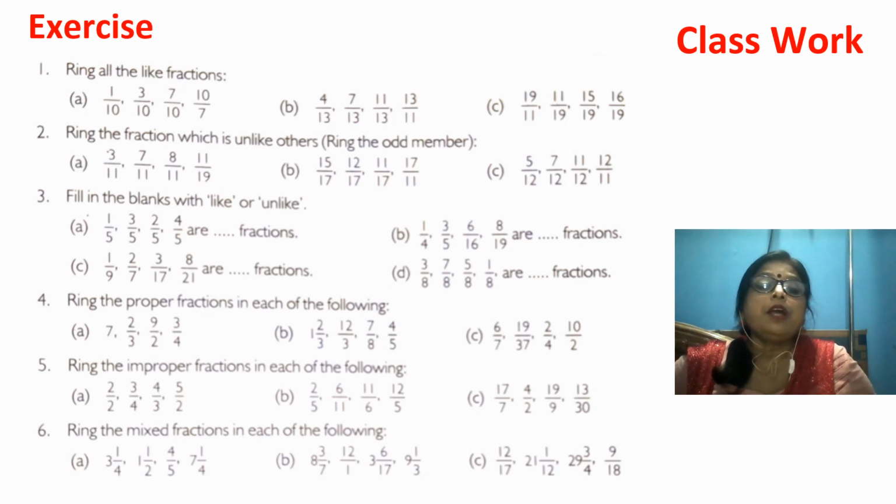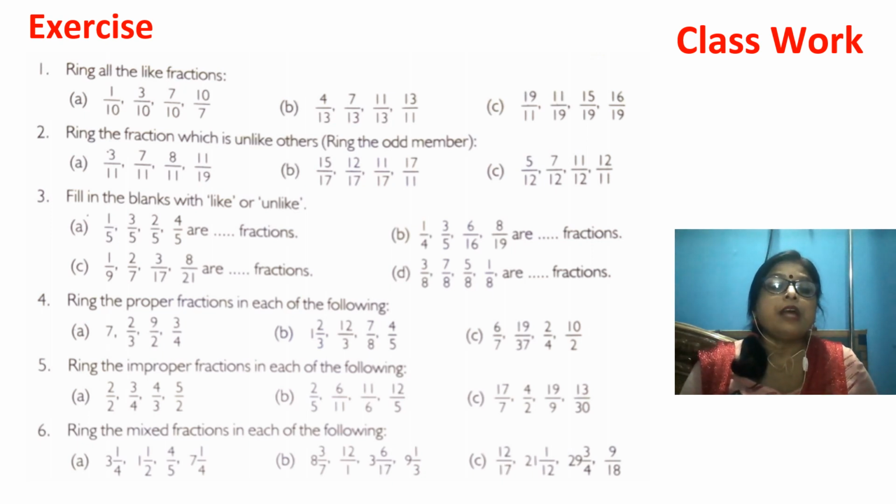Your first question is ring all the like fractions. Whatever is the right fraction, you have to ring it. Next, ring the fraction which is an unlike fraction. Next one, fill in the blanks with like or unlike. Next one, ring the proper fraction in each of the following. Next one, ring the improper fraction. And in the last question, ring the mixed fraction in each of the following. In this way, you can solve each and every question. You have to do this exercise yourself.